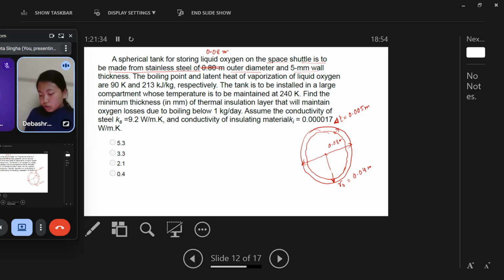The boiling point and latent heat of vaporization of the liquid oxygen are 90 Kelvin and 213 kilojoule per kg. So what is it carrying? Inside this is liquid oxygen. It is storing liquid oxygen, and that liquid oxygen is at temperature, since it is fluid, I'm denoting it as T infinity 1 is equal to 90 Kelvin, and the latent heat of vaporization, hfg.